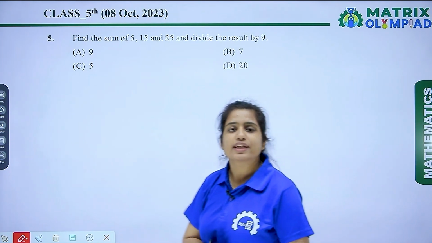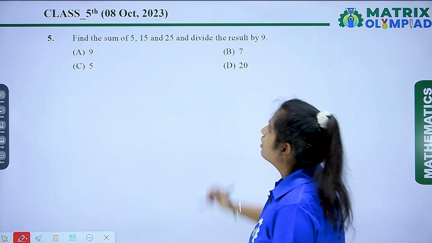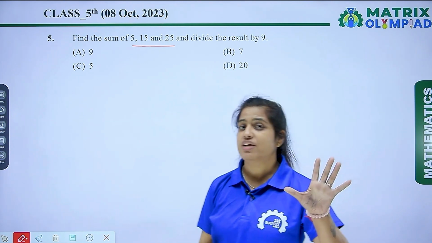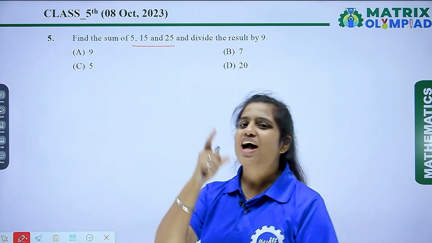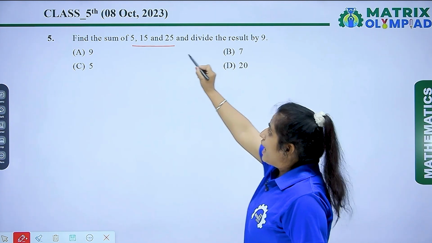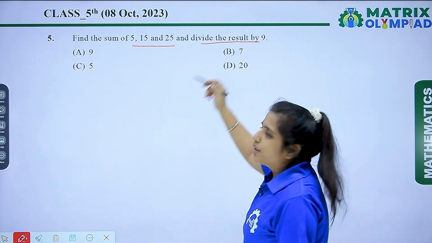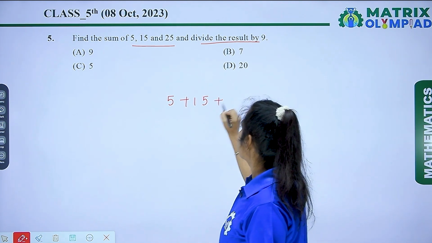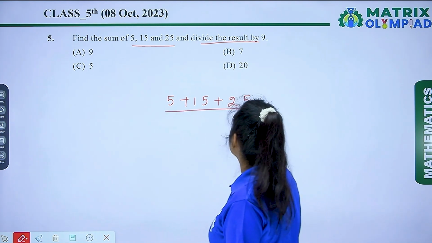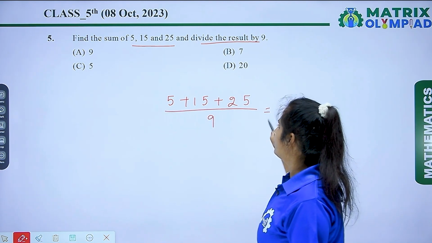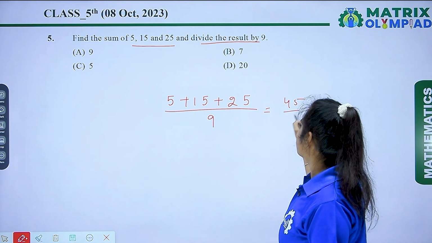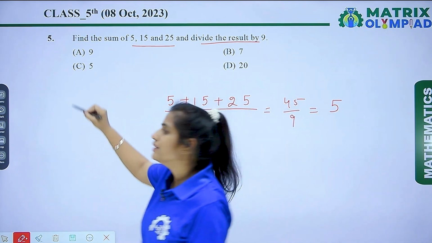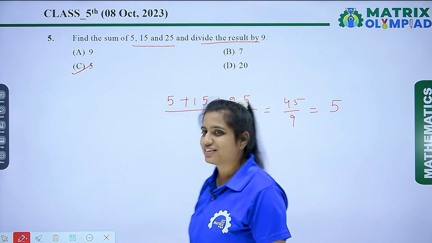नाउ लेट्स मूव ऑन टू द नेक्स्ट क्वेश्चन, दैट इज क्वेश्चन नंबर 5th. फाइंड द सम ऑफ 5, 15 एंड 25. हमें 5, 15 एंड 25 का एडिशन करना है एंड डिवाइड द रिजल्ट बाय 9. सो हियर कम्स 5 plus 15 plus 25 upon 9. That is equal to 45 divided by 9 and we get the answer 5. So here option C is the correct answer.